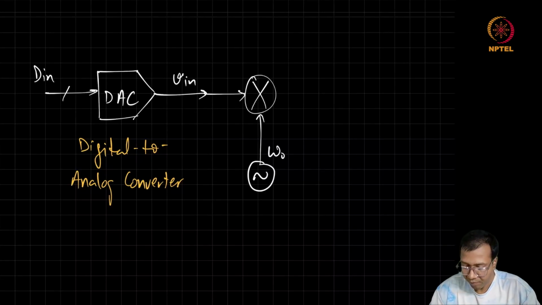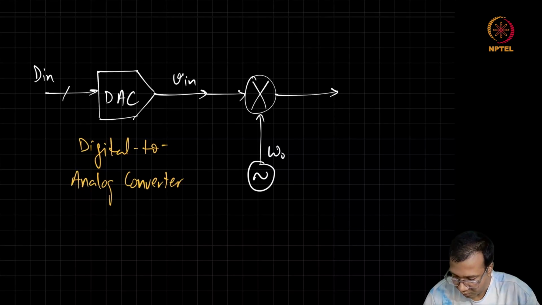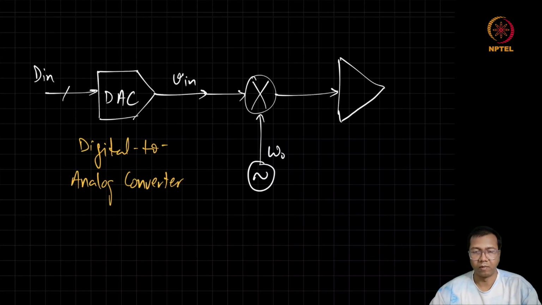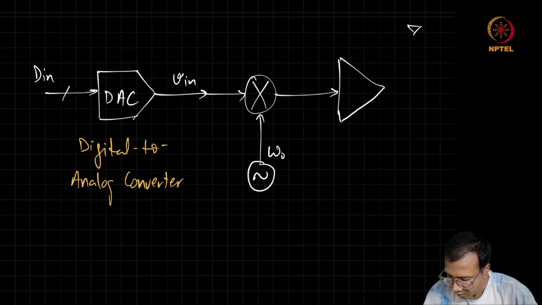And once the signals are multiplied, one way is to directly feed it to the antenna. But let's add one more block here. If you want to transmit the signal to a longer distance, you may want to add more power before feeding to the antenna. So let's add a block which amplifies the input power to a higher value before feeding to an antenna. This is also called a power amplifier.